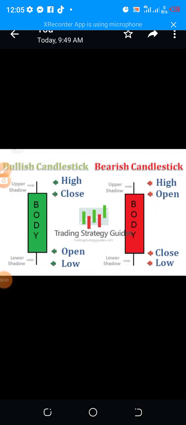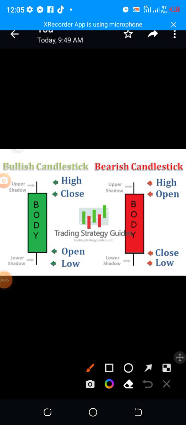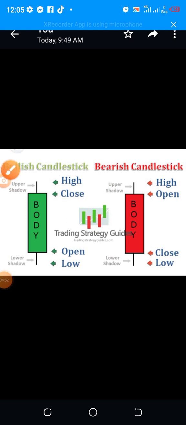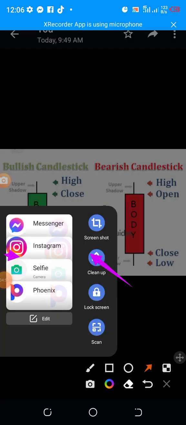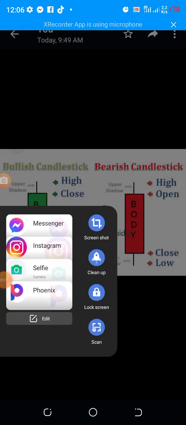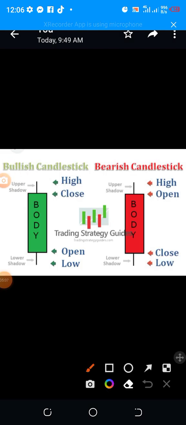So how is the candle formed? I will start with the bullish candle. When the bullish candle is being formed, it starts here. As you can see, there is the word open. The candle opens here, where I have pointed.